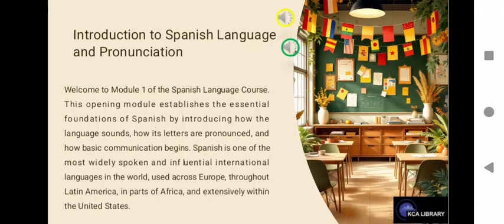This introductory module lays the foundation for learning Spanish by exploring its sound system, letter pronunciation, and the basics of everyday communication. Spanish is one of the most widely spoken and influential global languages, used across Europe, throughout Latin America, in parts of Africa, and widely spoken within the United States.